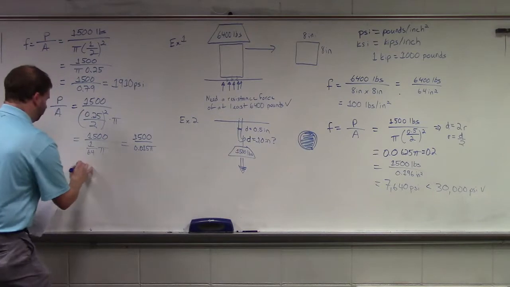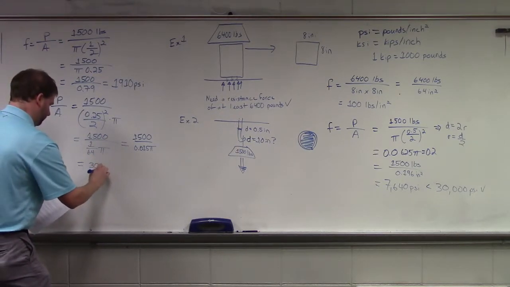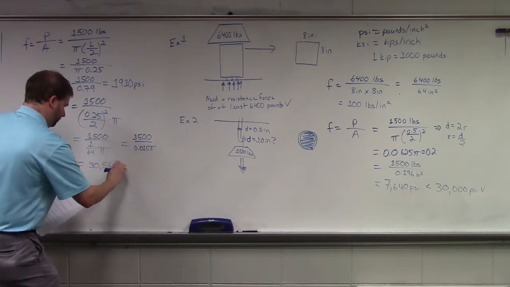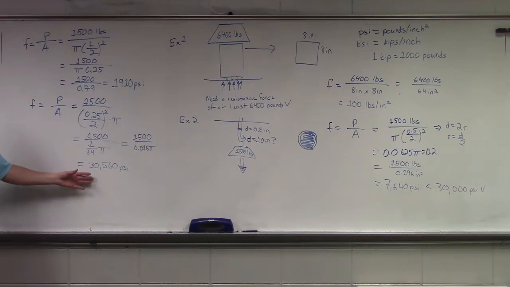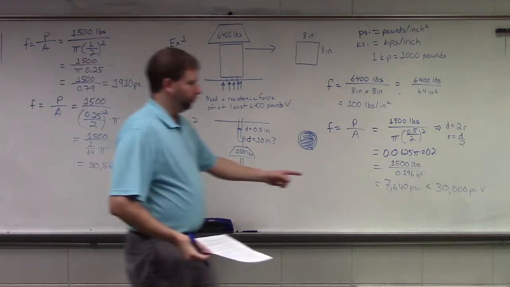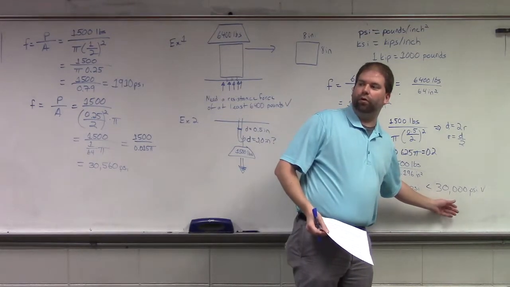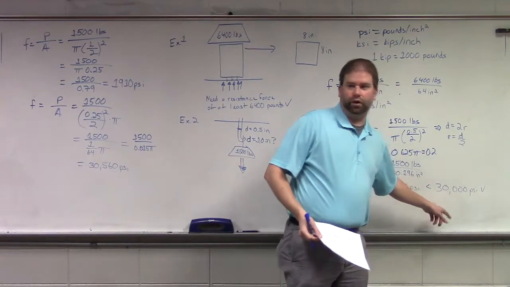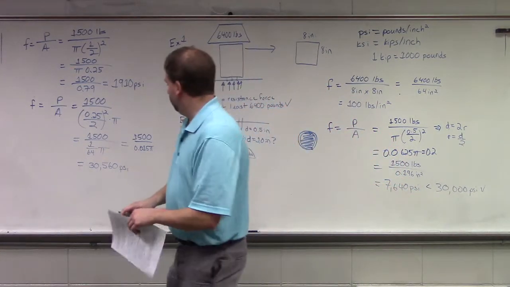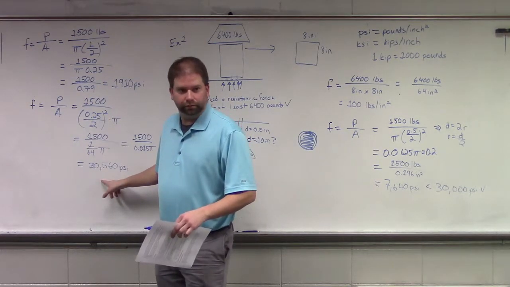Okay, so now we kind of blow up, right? 0.05. 30,560 PSI if we move to a 1/4 inch cable. Do we want to be in that realm? No. The building code will freak out if we put in a 1/4 inch cable, okay? The building code doesn't want us to exert stress on steel cables greater than 30,000 PSI, okay?